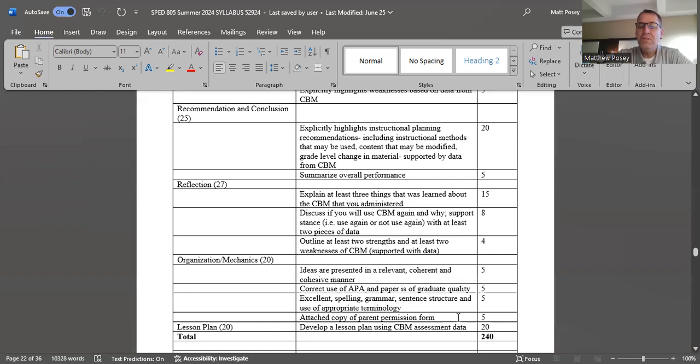Also remember to include your parent permission form, even if it's the same case study student. You can use that same form that's signed, where you're listing the reports. Just make sure you list your CBM probe that you use. Just give a little brief description on that line, even if it's the same case study student. Include your parent permission form.